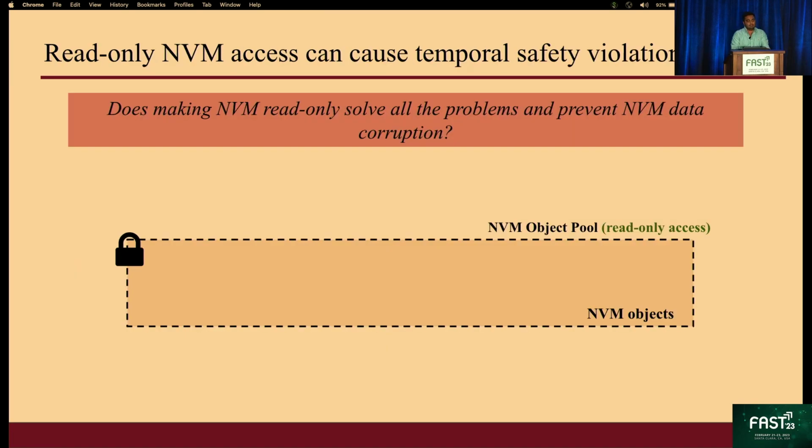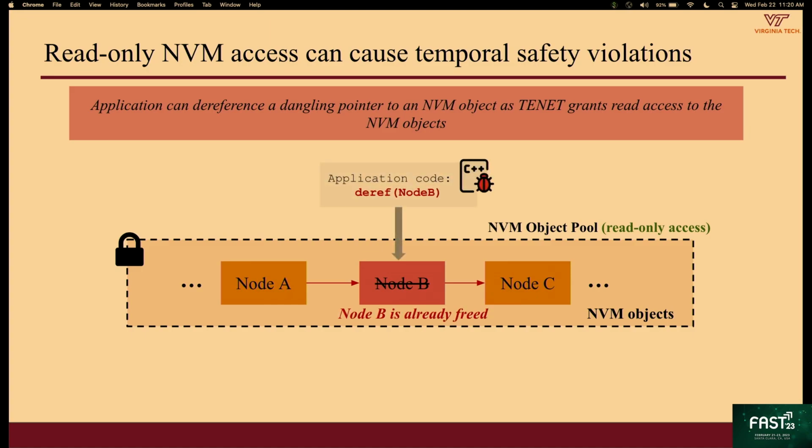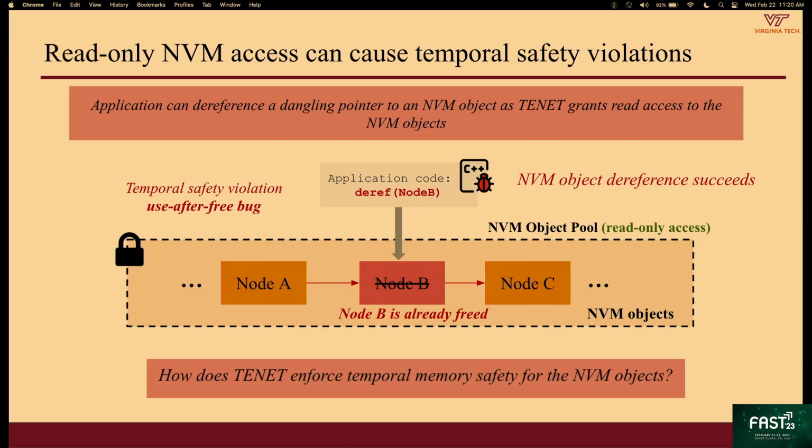But the next question we would ask is, does making NVM read-only solve all the problems and prevent data corruption completely? Of course, the answer is no. One example is when an application has read-only access and tries to dereference a node that is already freed. This is clearly a temporal safety violation, a use-after-free bug. So how does TENET enforce temporal safety for NVM objects?